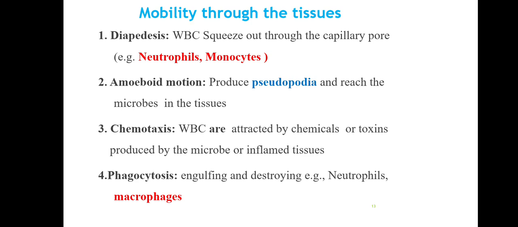Okay, then the second one is amoeboid motion. How is amoeboid motion done? These white blood cells produce something we call pseudopodia. Pseudo means false, okay? Pseudo means false. So by pseudopodia, we mean they produce false legs. These legs are going to be produced, they are false, and they are going to reach the microbes in the tissue. And then we also have what we call chemotaxis.